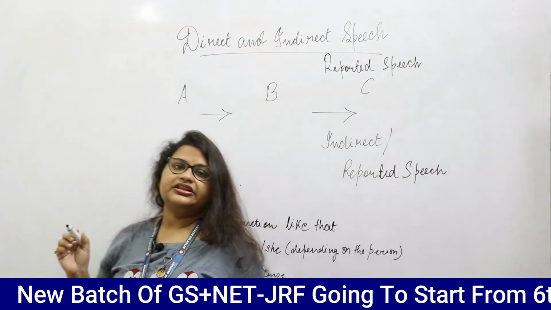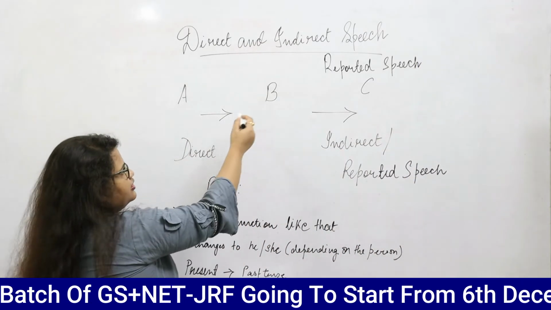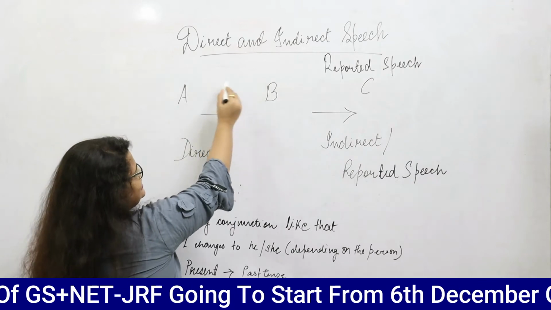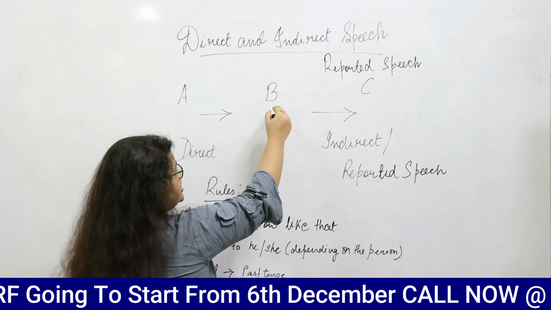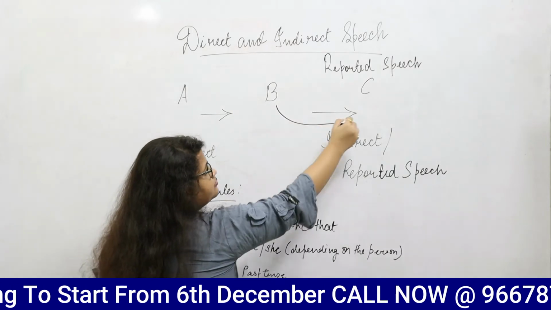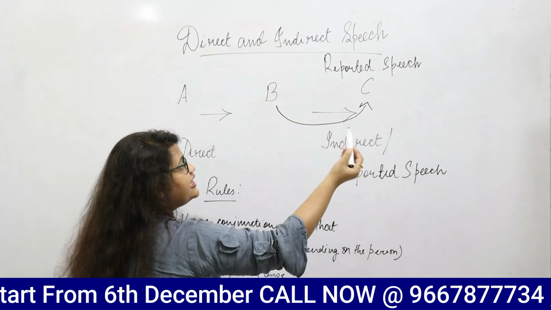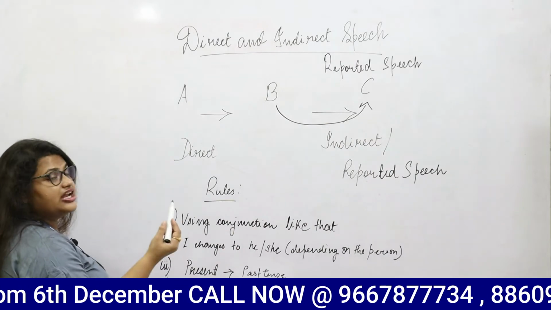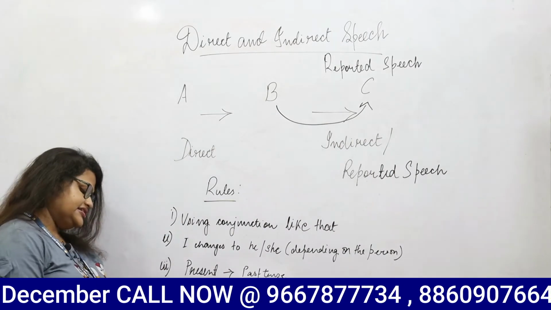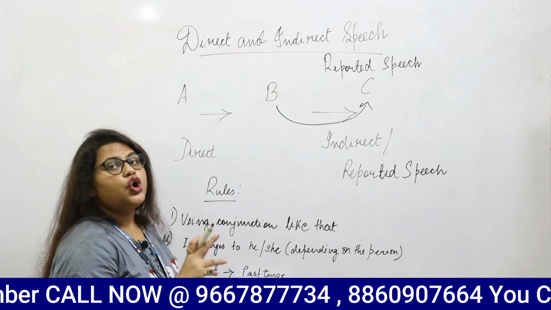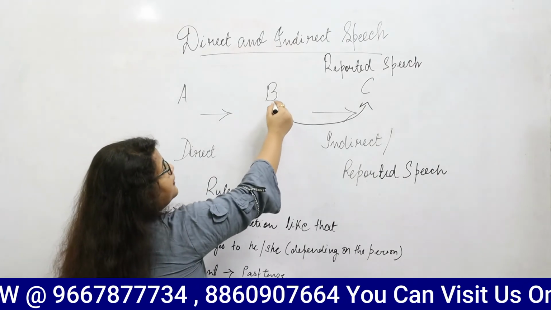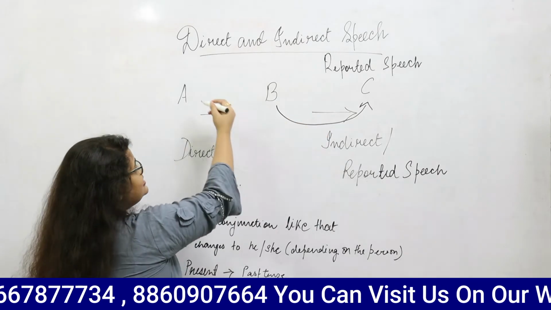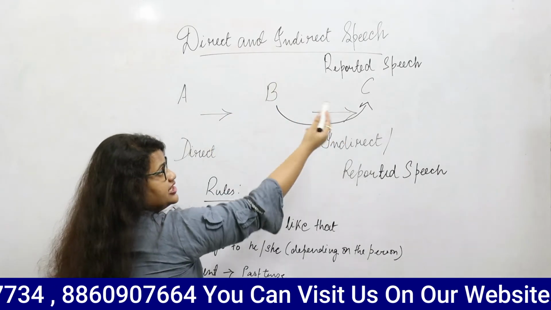For example, there are three speakers, A, B and C. When A says something to B, that comes in the direct speech. But when B is repeating the same thing to C, it becomes the indirect speech. When we change a sentence from direct to indirect speech, we have to do it in a way that establishes the relationship between B speaking to C. It should not seem like A has been speaking to C.